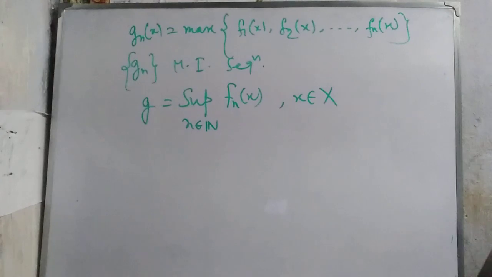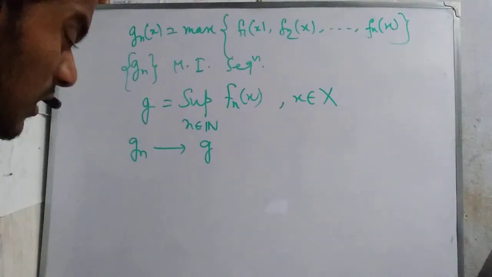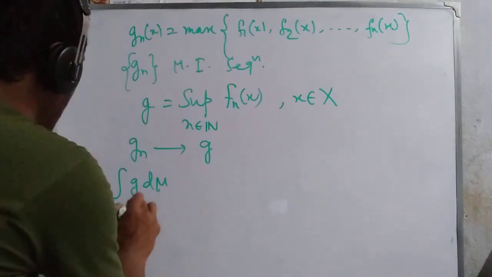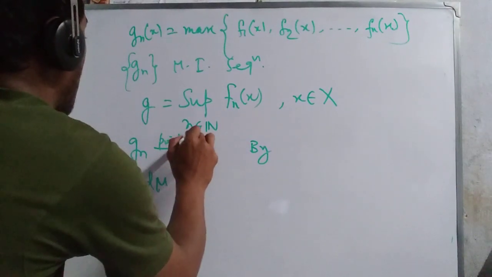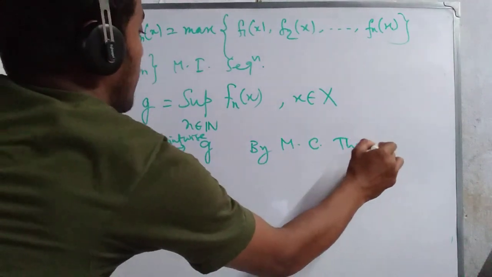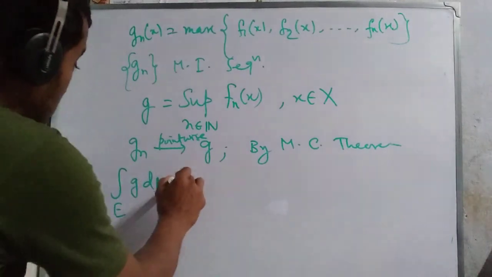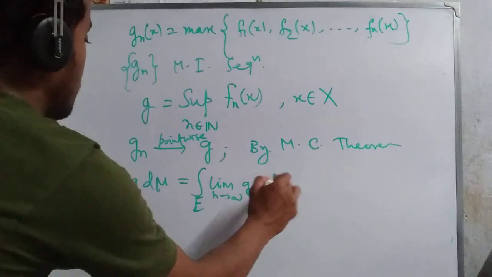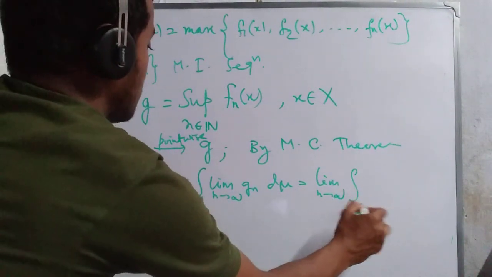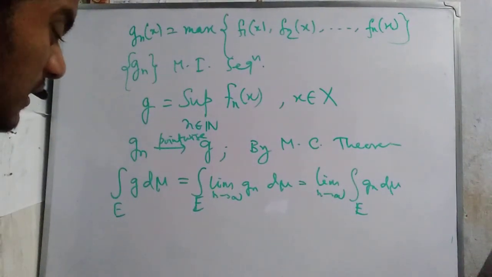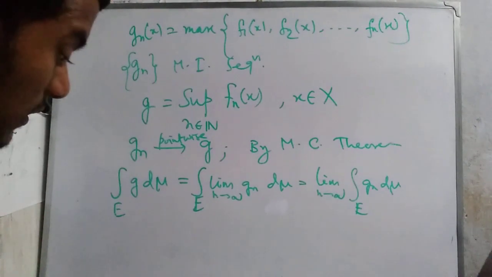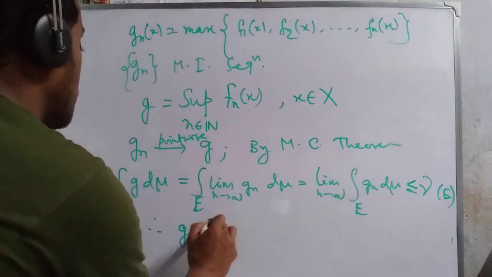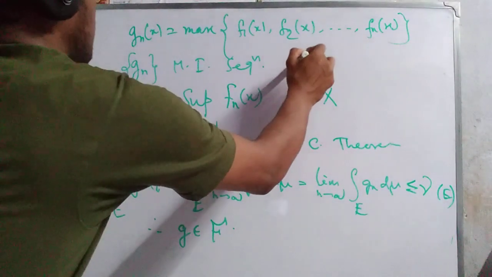Then gn converges pointwise to the measurable function g. By the monotone convergence theorem, the integral of g dμ, the limit is inside: the limit as n tends to infinity of the integral of gn dμ equals the limit of the integral over E of gn dμ. We know that the integral of gn dμ is less than or equal to gamma(E), so this is also less than or equal to gamma(E). Then g belongs to F. That means we also see that gn belongs to F.